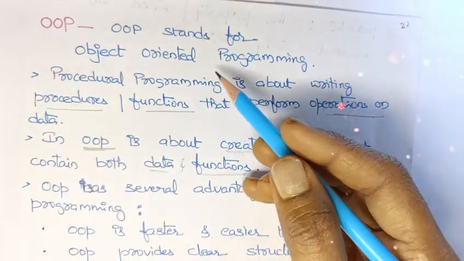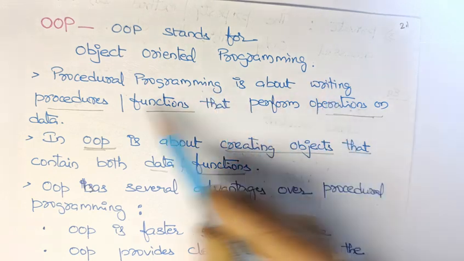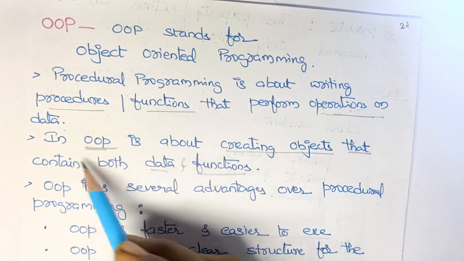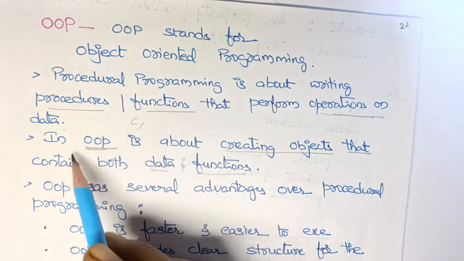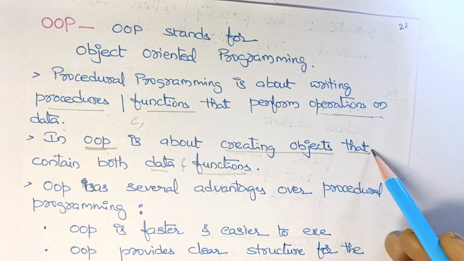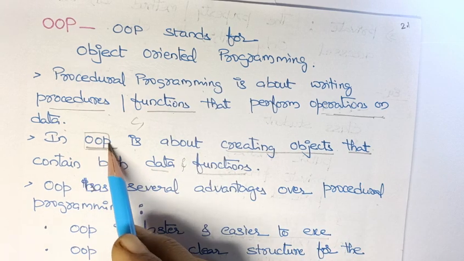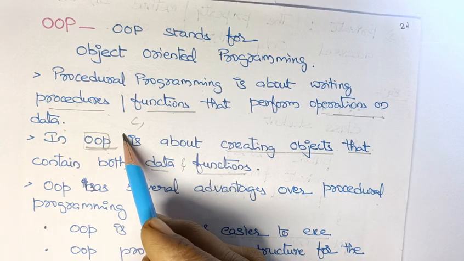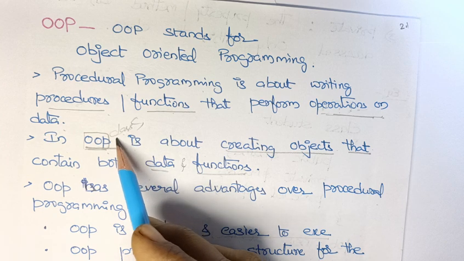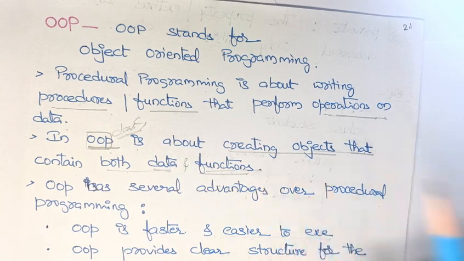We will see object-oriented programming concepts in PHP, whereas procedural programming is about writing procedures or functions that perform some operations on the data, for example, like C. In OOP, object-oriented programming is about creating objects that contain both data and functions. So in object-oriented programming, we use classes and object concepts. To access the class variables and methods, we create objects. These objects contain both data and functions.